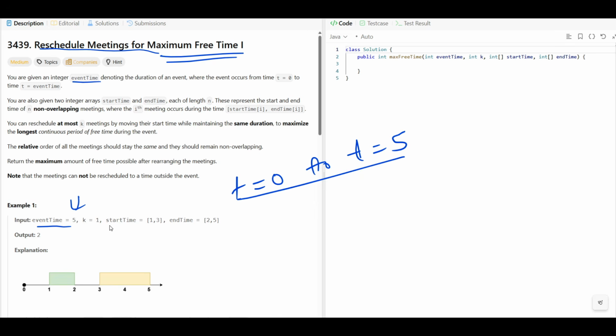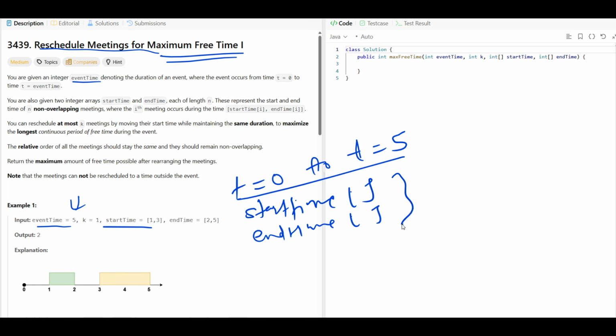Another input we have is the start time. It is an array. Similarly we are given the end time. This start time and end time describe when meetings are already scheduled.